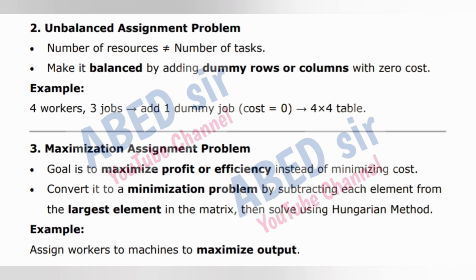3. Maximization assignment problem. Goal is to maximize profit or efficiency instead of minimizing cost. Convert it to a minimization problem by subtracting each element from the largest element in the matrix, then solve using Hungarian method. Example. Assign workers to machines to maximize output.